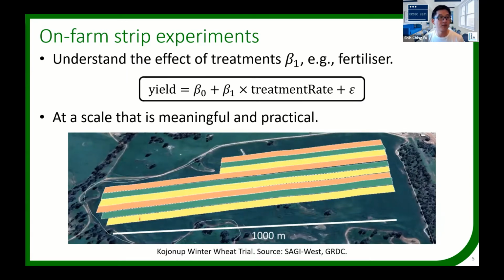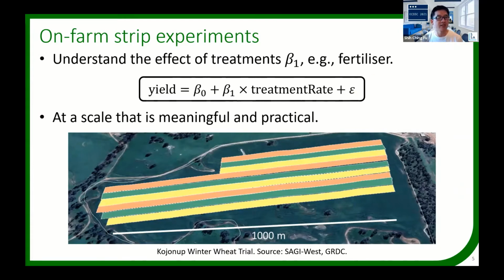And in this case, the strips are almost a kilometre long and about 50 metres wide, and the different colours indicate that different strips have different concentrations of fertiliser applied to them. And at harvest time, yield monitors mounted on combine harvesters collect information about the yield at every single point in the field. And so using that yield information, we can then feed a regression model and get these beta zeros and beta ones. Of course, there'll also be an error term.